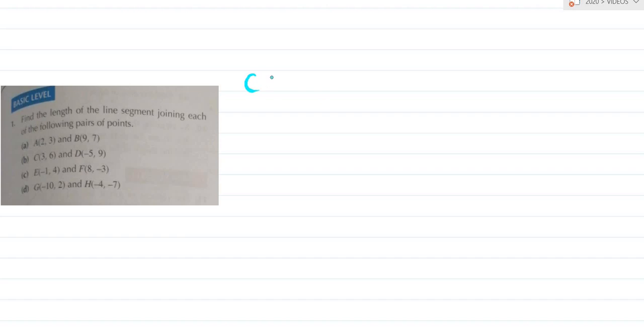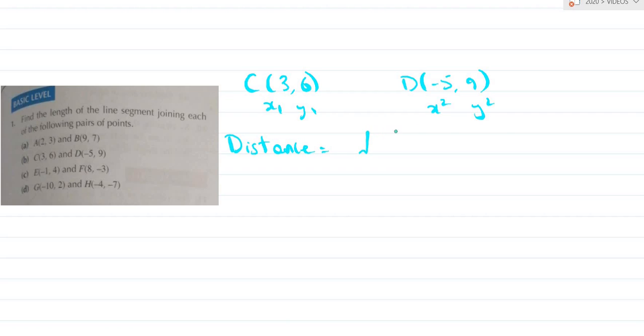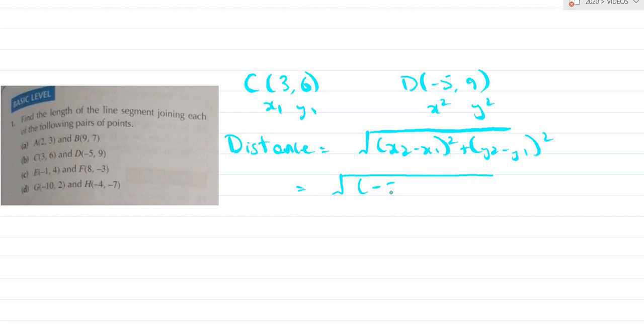In part B you have 2 coordinates, C which is 3, 6 and D which is minus 5, 9. Again, in order to make things simpler for yourself, write this as x1, y1 and this is x2, y2. Write down the formula for distance. What's the formula? Do you guys remember it? Under root x2 minus x1 whole square plus y2 minus y1 whole square. Just plug in the numbers now. What is x2? Yes, x2 is minus 5 minus, and what is x1? x1 is 3 whole square plus y2. What is y2? y2 is 9 minus y1 is 6 whole square.